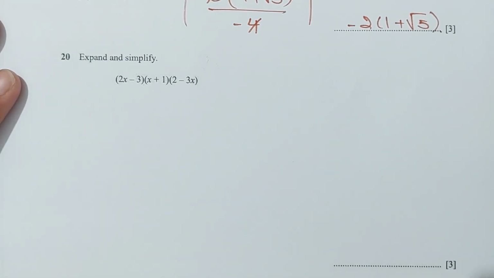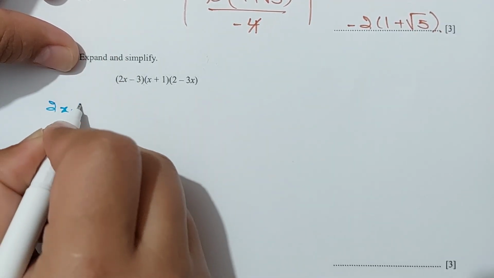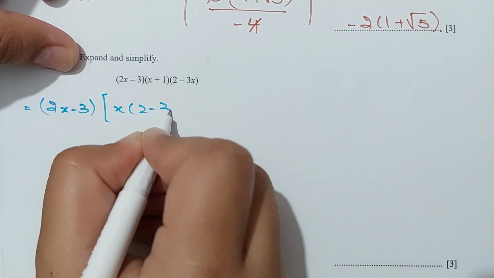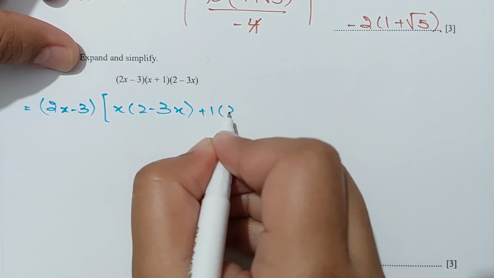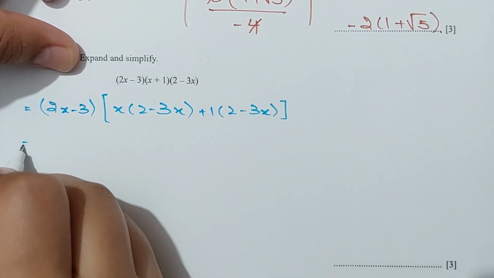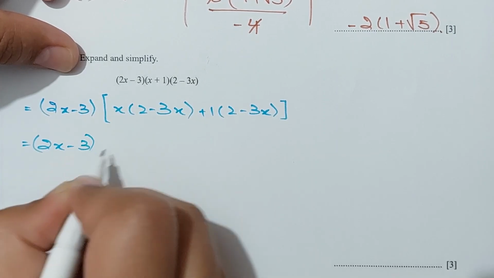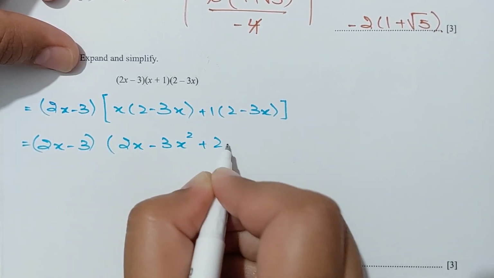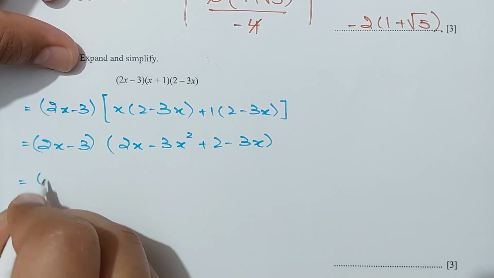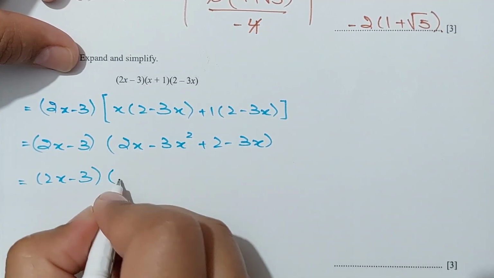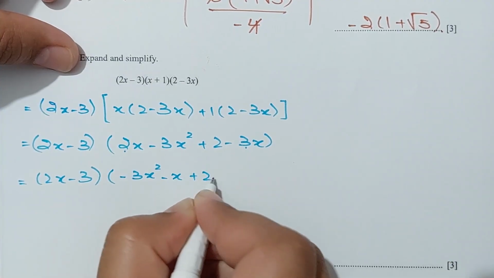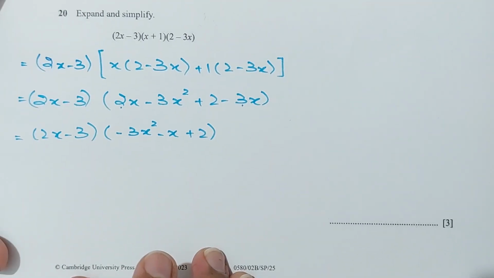Question number 20, expand and simplify. 2x minus 3 is as it is. Let me expand the rest: x times 2 minus 3x, and plus 1 times 2 minus 3x, all times 2x minus 3. This is 2x minus 3x squared plus 2 minus 3x. Further simplification: it becomes minus 3x squared minus x plus 2, since 2x and minus 3x is just minus x.